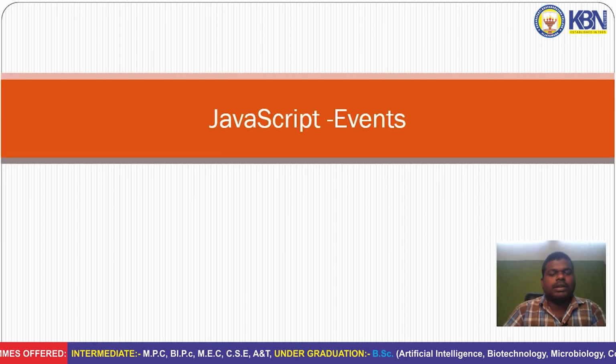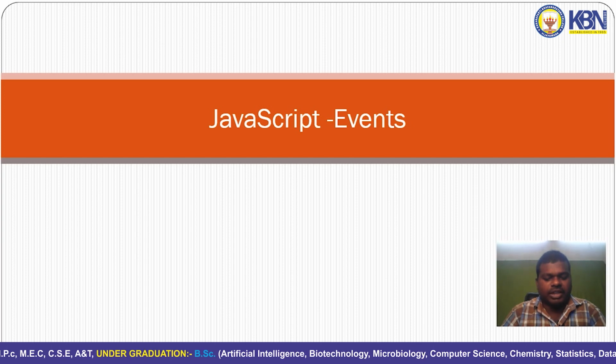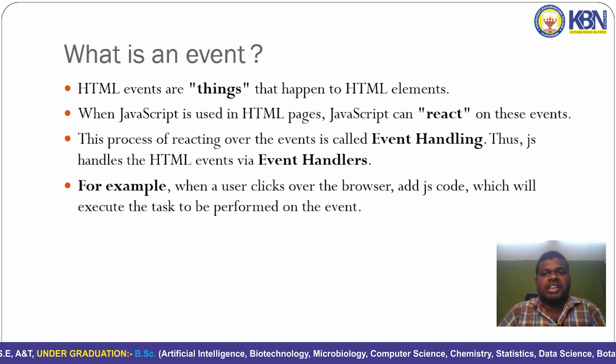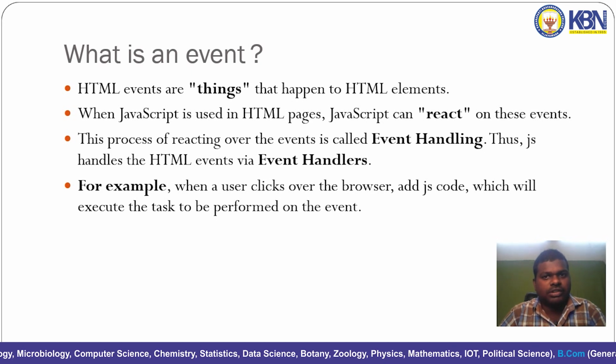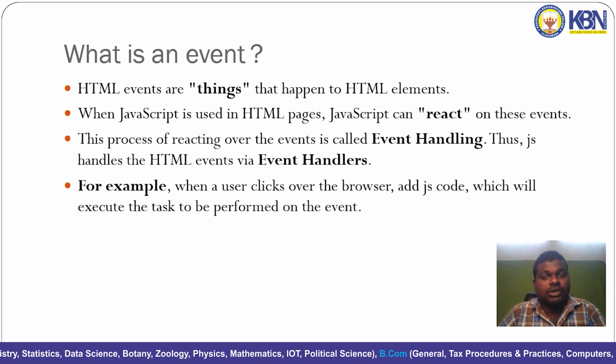The last topic of this session is JavaScript events. What is the meaning of event? An event is a thing that happens to an HTML element. Like, we create buttons, right? We create text bars, track bars, check boxes. What if we click them? We put the mouse pointer over them. Those all are events only, right?